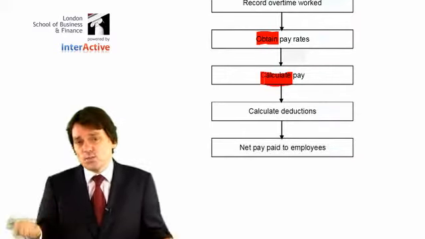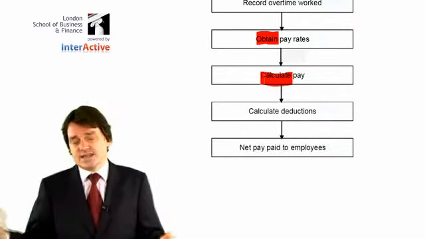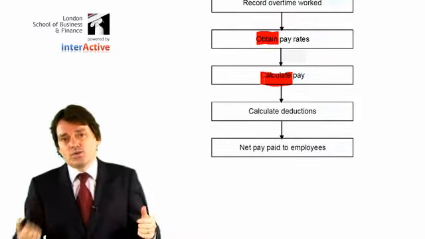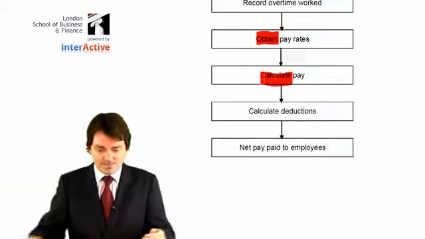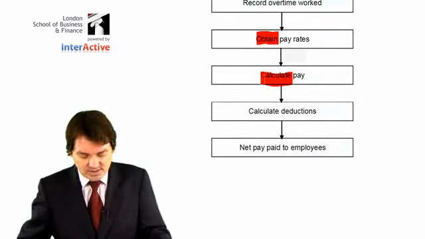We need to check that they did work 50 hours. We need to check that 10 hours were overtime. We need to check what the rate of pay was. We need to check all those things so we don't pay somebody too much money. We then calculate the deductions.